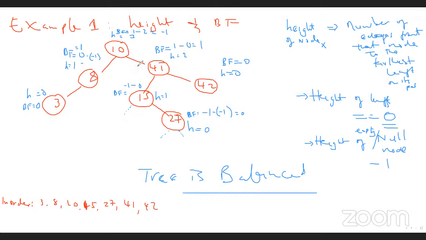So the height of the tree, we said before, is the height of the root. So the root has height 3, so this tree has a height of 3. Understood now? Good stuff. So that's what we do. Now we know that this tree is balanced.